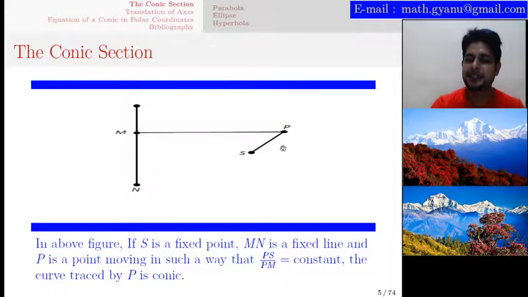By the definition of a conic, the ratio of the distances SP and PM must be constant. In this picture, S is a fixed point, MN is a fixed line, and P is a point moving in such a way that PS by PM equals a constant value. The curve traced by P is a conic. This is the definition of a conic. I hope you are now able to define a conic.